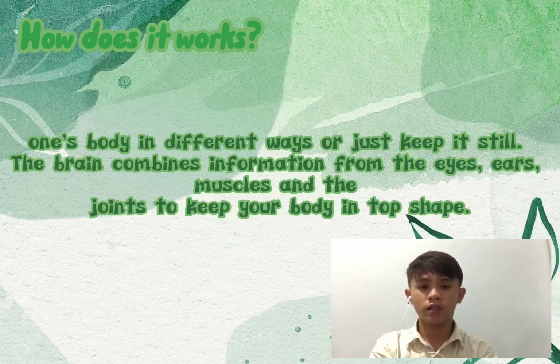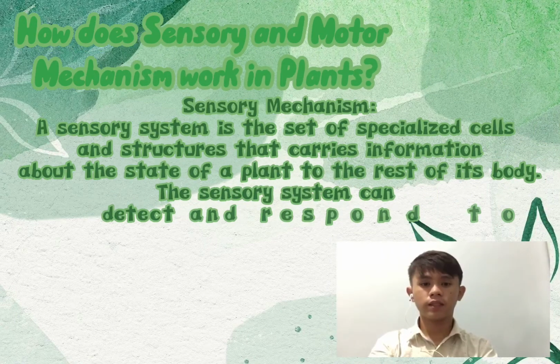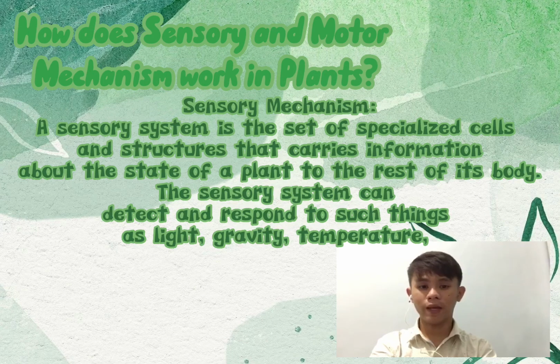The brain is the central control unit which receives information from all the senses like sight, smell, taste, touch, and hearing, and then integrates it and sends it to all parts of the body through the central nervous system or sensory channels. How does sensory and motor mechanism work in plants?